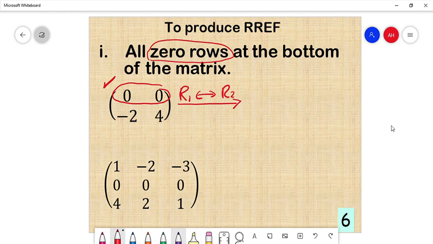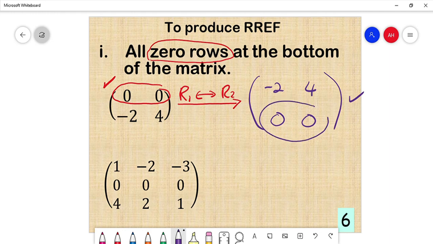So we are going to have a new matrix. Now the 0 row will be at the bottom, 0 0 0, and then we have negative 2, negative 2 and 4. This new matrix fulfills requirement number 1, that is, the 0 row must be written at the bottom of the matrix. You see here, this 0 row is now at the bottom of the matrix. It fulfills the first requirement. Good.